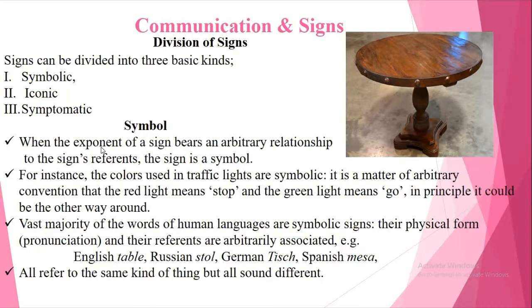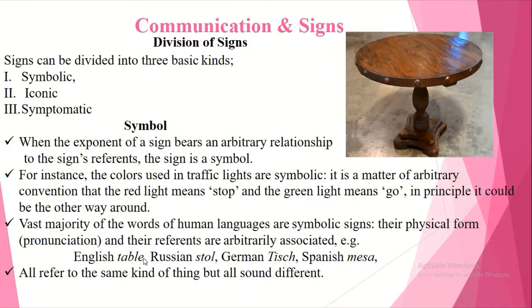Symbol: when the exponent of a sign bears an arbitrary relationship to the sign's referent, the sign is a symbol. For instance, the colors used in traffic lights are symbolic. It's a matter of arbitrary convention that the red light means stop and the green light means go. In principle, it could be anything around the world. The vast majority of the words of human language are symbolic signs. Their physical form, pronunciation, and their reference are arbitrarily associated.